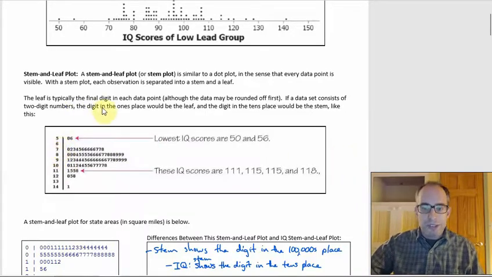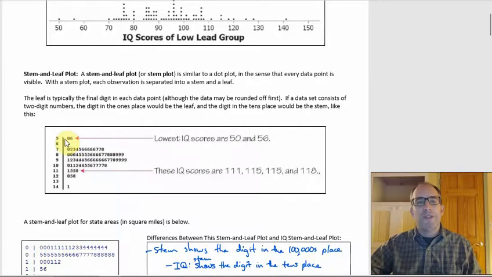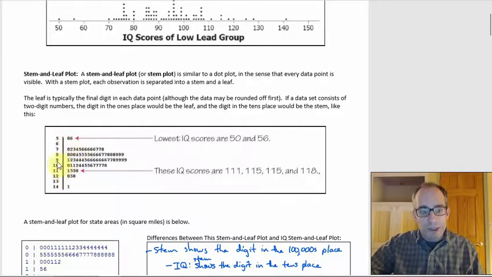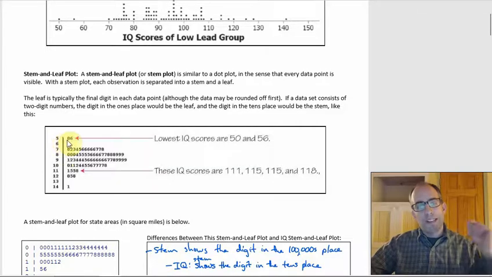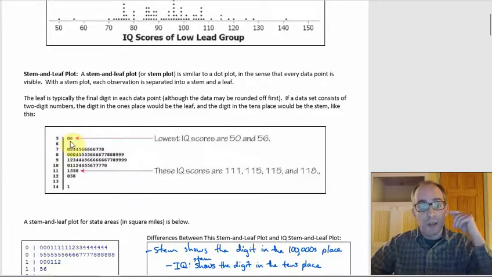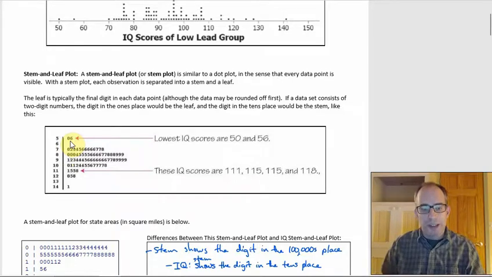And if you see how this is set up, with the IQ scores, it's basically that whatever digit is in the ones place is the leaf. So I guess this vertical line here is kind of dividing where the stems are and where the leaves are. So the right side is the leaves, and the left side over here is the stems. So like this 0, it's in the row where the stem is 5, and basically what we've got here is that these leaf values are the digits that are in the ones place of the IQ scores, and whatever's on the left side is everything else.